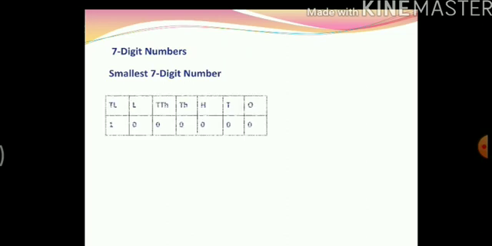Now let's move on to the 7-digit numbers. Once more, the smallest 7-digit number is 1000000. In words 10 lakh. Here we have another place value added, that is 10 lakh. So now our place value goes from ones, tens, 100, 1000, 10,000, lakh and 10 lakh.